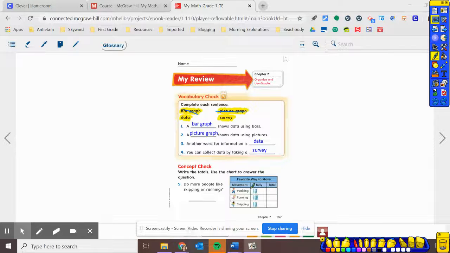All right, so how many people chose walking? I see 3 tally marks. How many people chose running? I count 4. And how many people chose skipping? 3.